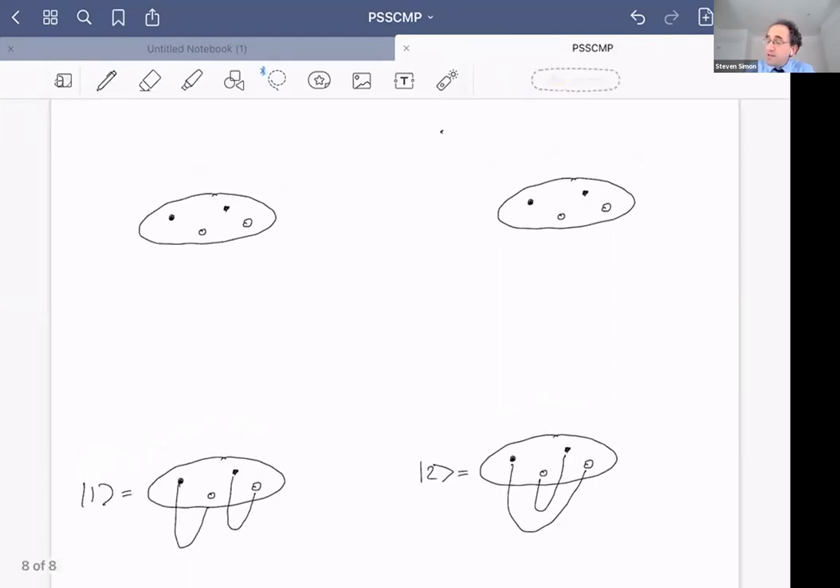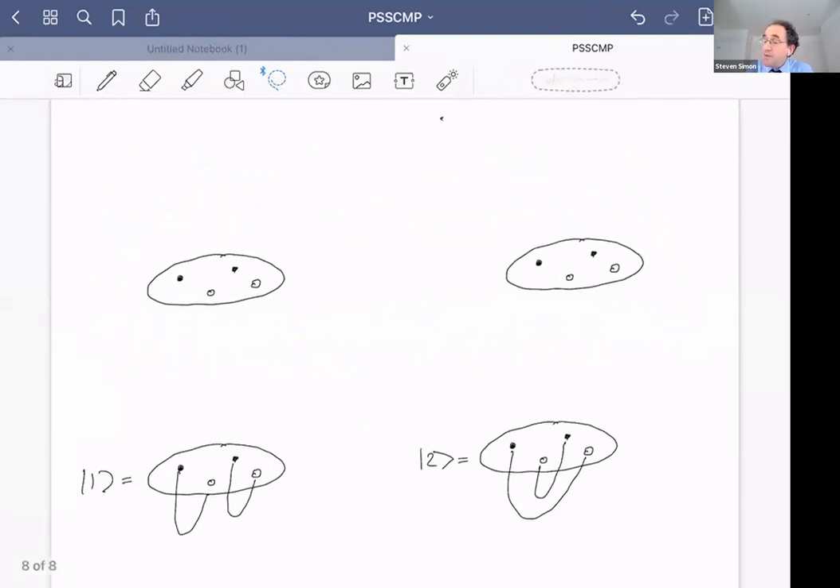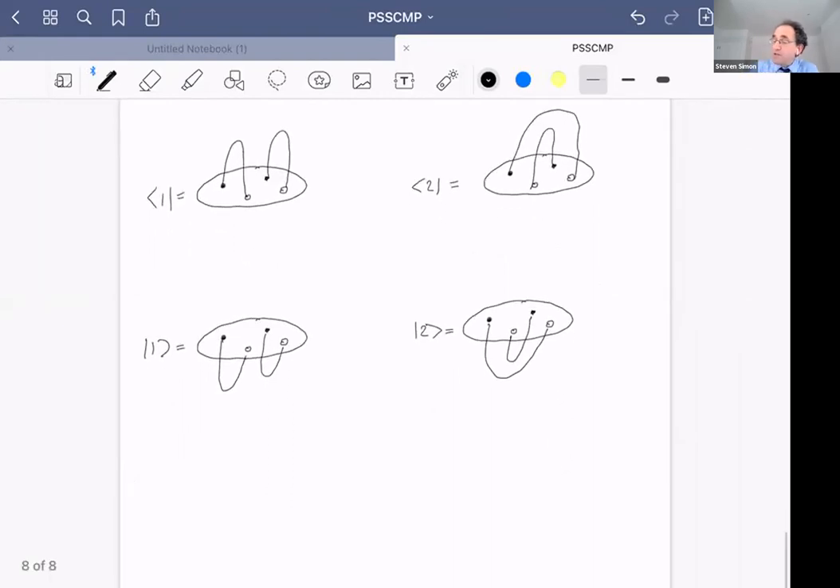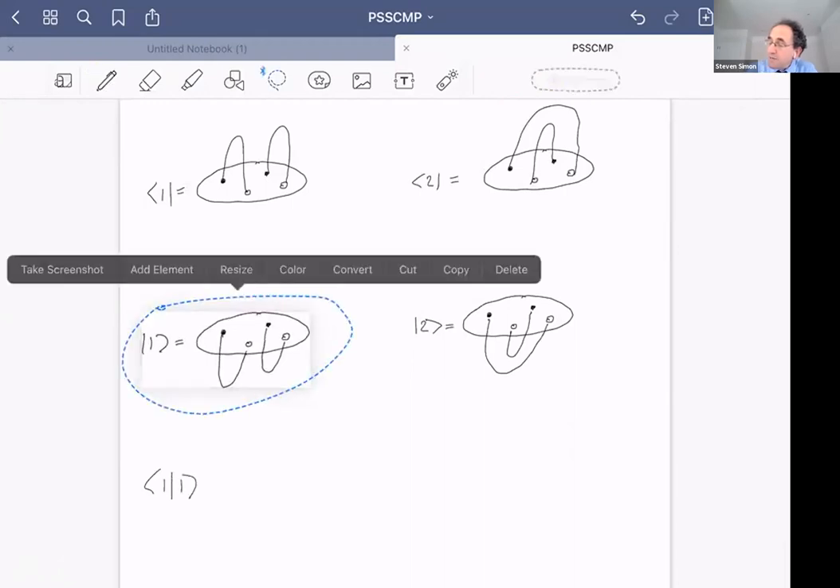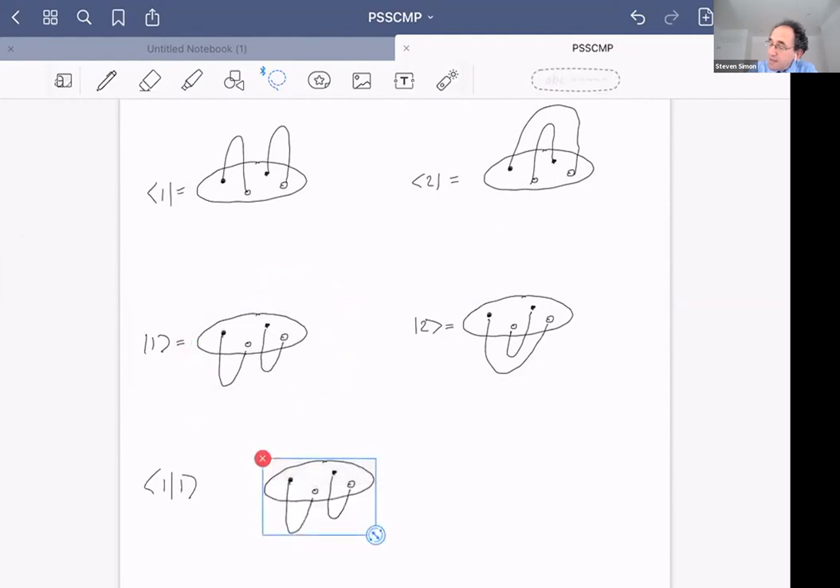Now, to prove to you that these are in fact different, I need to also look at the corresponding bras. The way you get a corresponding bra is you time reverse and return the particles back to the vacuum in the exact opposite way, like this. So this is the bra associated with one, and this is the bra associated with two. If I want to take an inner product, I just make a sandwich. So let's take an inner product, one with one. I take this, copy it and put it down here, paste, and then I take this one and sandwich it on top of it.